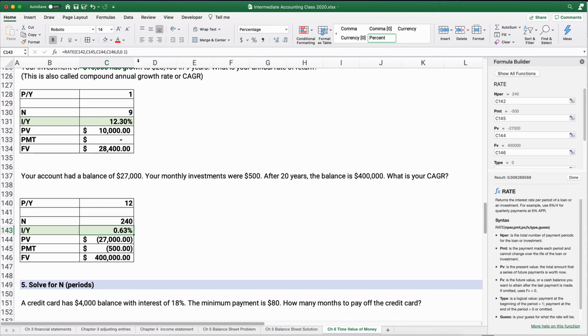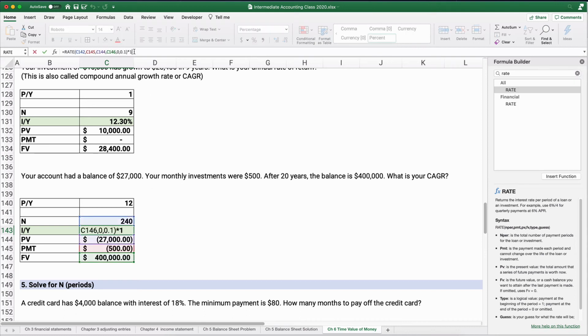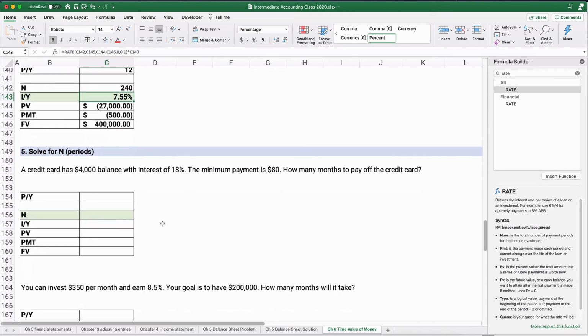So what we need to do in the final answer is take that number times 12. Because there's not a periods per year function in Excel, we're going to have to convert that to 12 periods. In fact, we can do this times that 12. And so the answer comes out to be 7.55. That is the annual interest rate if we invested $27,000 and then $500 per month and it grew to $400,000. You received 7.5% interest.